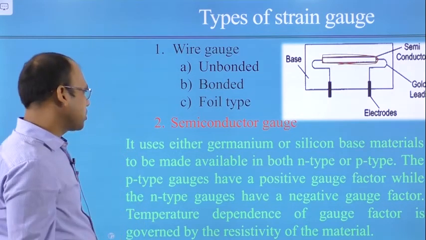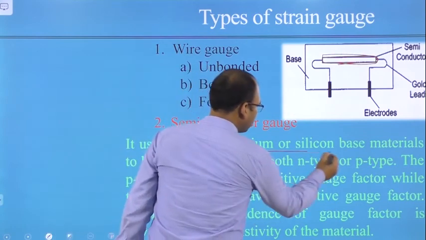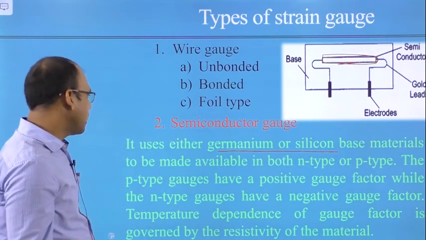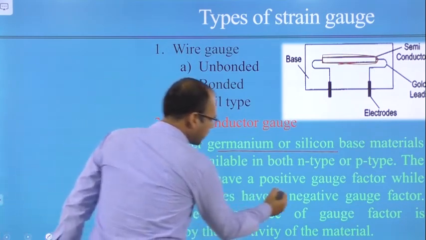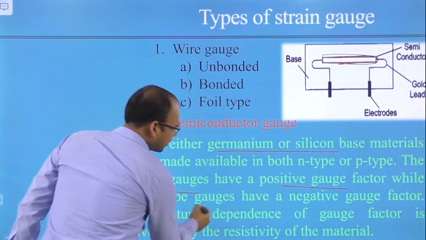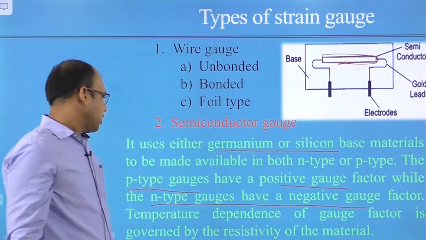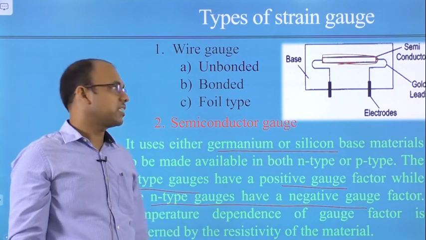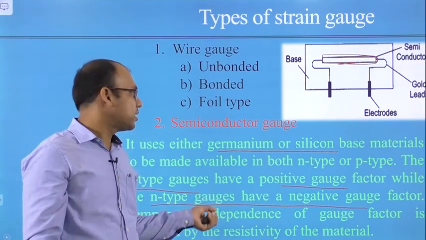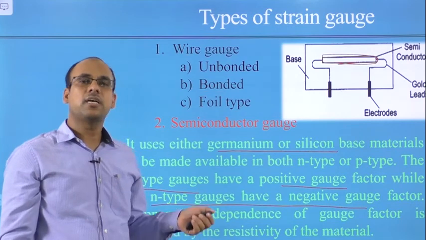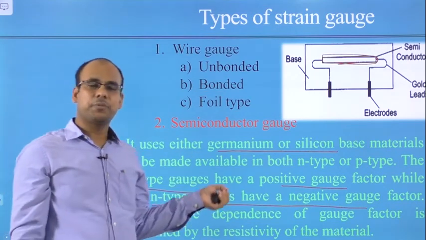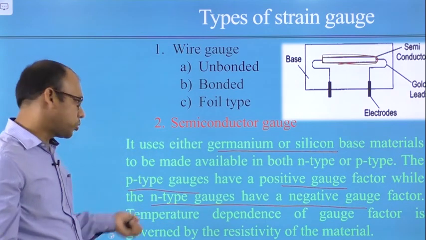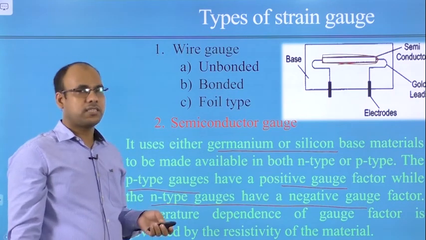So that's why it mostly uses germanium and silicon based material, and that is available in p-n type, and the p-type gauge has a positive gauge factor and the n-type has a negative gauge factor, right? So the main disadvantage of this gauge is that it is a semiconductor material. Because of that, it is very highly temperature dependent. Due to temperature variations, the resistivity of the material also changes. So it is temperature sensitive also.